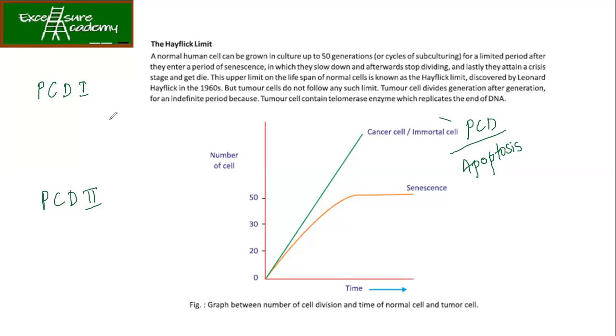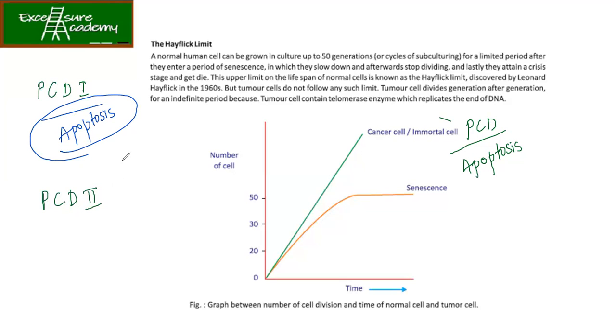Have you ever heard of it? No, ma'am. No? Okay. So programmed cell death 1 is your apoptosis. Okay? When we study cell signaling, we are going to discuss all this. PCD1 is your apoptosis, make a point of it, and PCD2 is your programmed cell death 2.